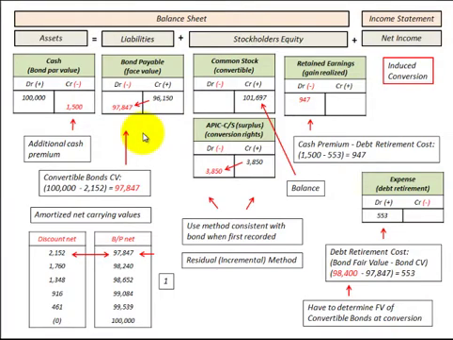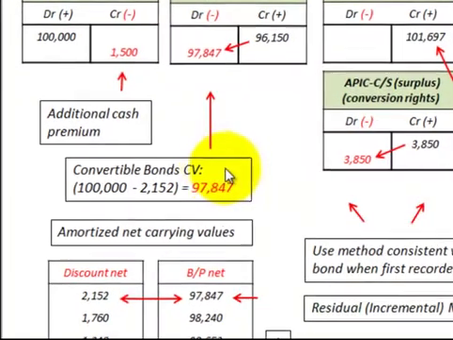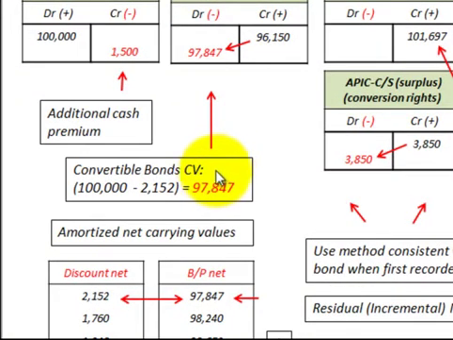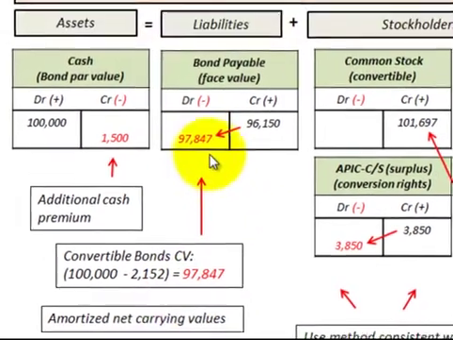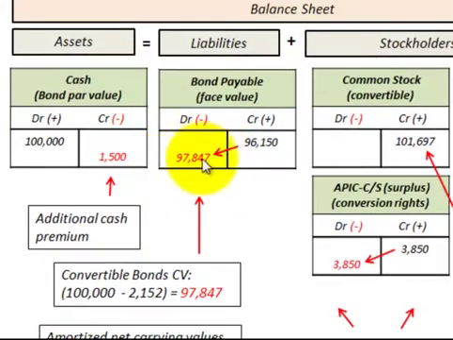All right, let's look at an induced conversion of these convertible bonds. This is where we're going to pay our bondholders an extra amount of cash to convert these bonds into common stock. So the first thing we have to do is determine the carrying value of these bonds at their conversion date, and I did that down here. So we would debit or reduce our bonds payable account by that amount. And then we'd also close out this surplus account for those conversion rights.